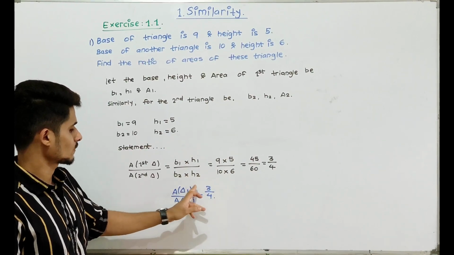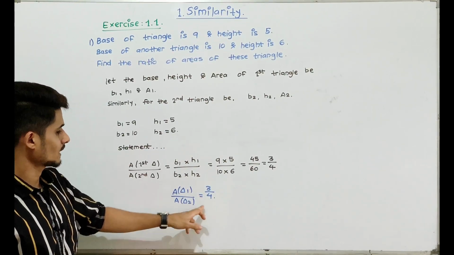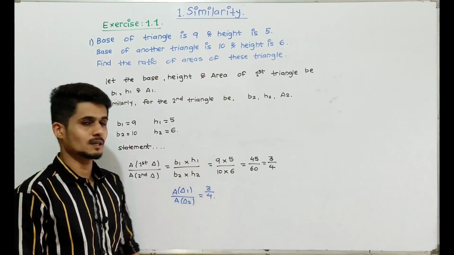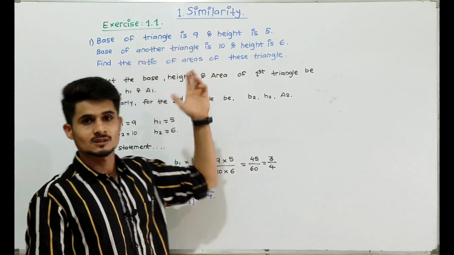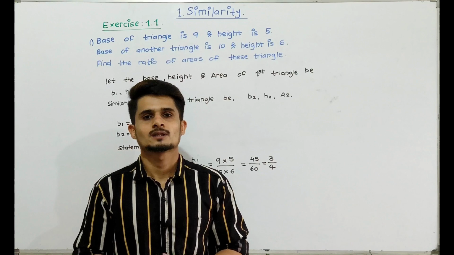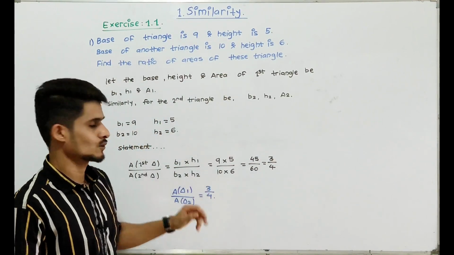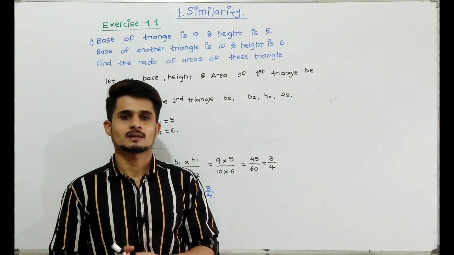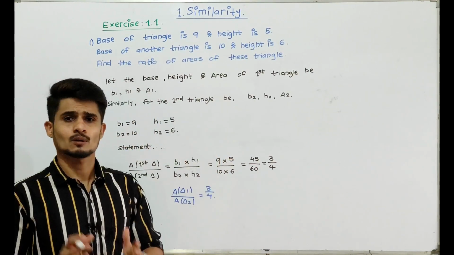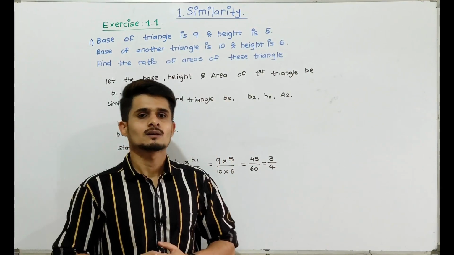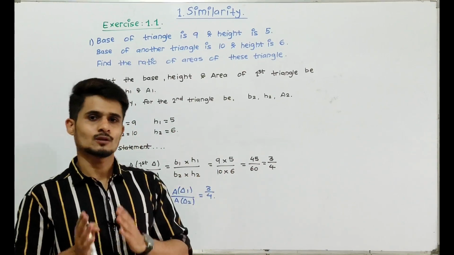That is the area of triangle first and area of triangle second is 3 by 5. So this was sum number 1, in which we just have to use the first property and find the ratio of areas of two triangles. If you understand the property clearly, then the sum is very easy for you.